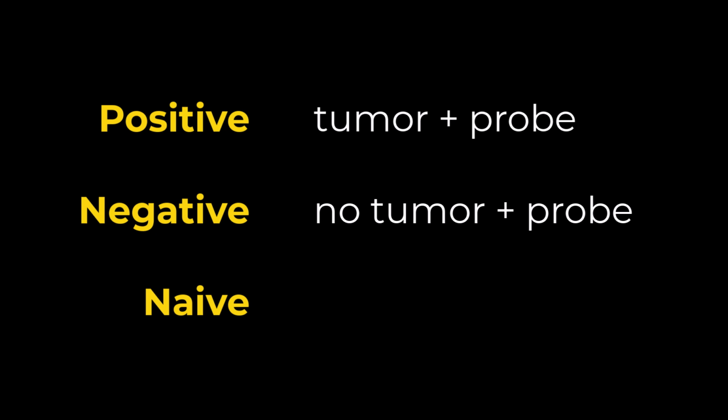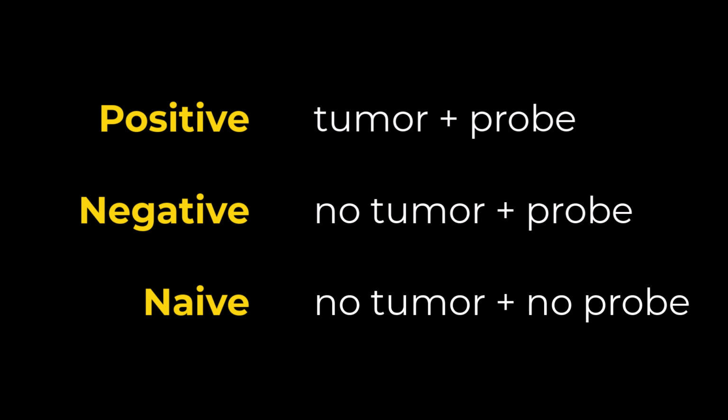Let's take an oncology example. Positive would be a mouse with tumor and injected probes. Negative would be a mouse with no tumor but with injected probes. Naive would have neither tumor nor injected probe. Careful comparison of positive and negative control mice helps us understand the role of any non-target related signal. This could include tissue signal related to metabolism or clearance of the reagent.